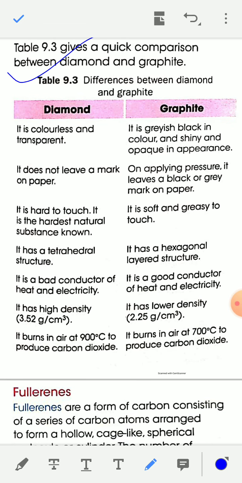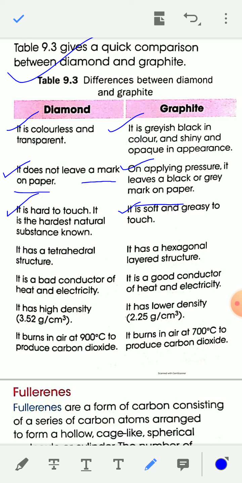Now see difference between graphite and diamond. Diamond is colorless and transparent. Graphite is grayish black in color and shiny and opaque in appearance. Diamond does not leave a mark on paper, but graphite, on applying pressure, leaves a black or gray mark on paper. Diamond is hard to touch, but graphite is soft. And diamond is the naturally occurring hardest known substance.